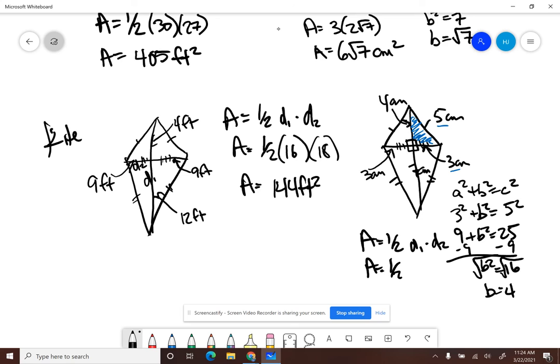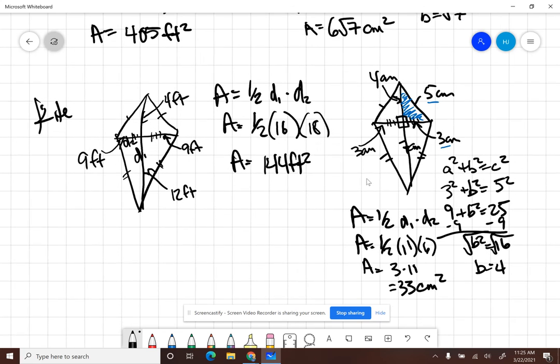Area equals 1/2 diagonal 1, we'll say is the long diagonal. 4 plus 7 is 11. Diagonal 2 is 3 plus 3, which is 6. And again, I can take 1/2 of 6, which is 3, times 11, and I will get 33 square centimeters as my answer, okay?